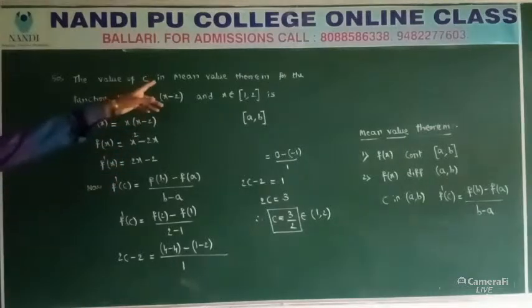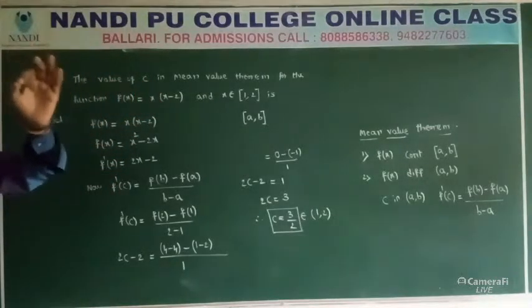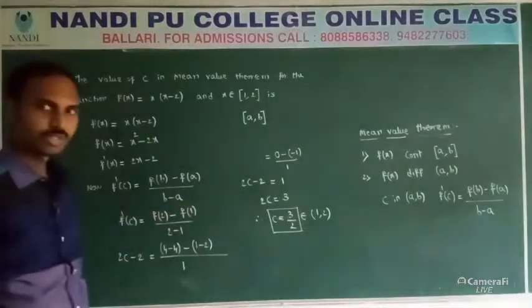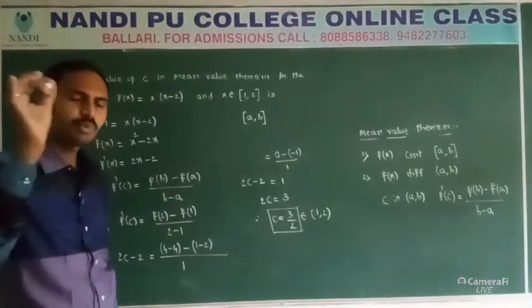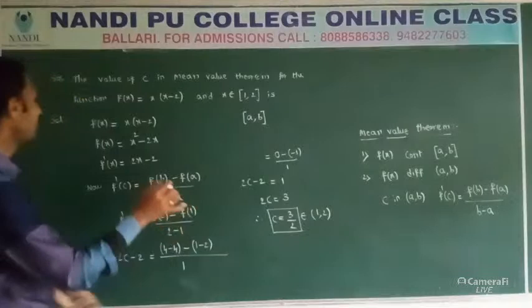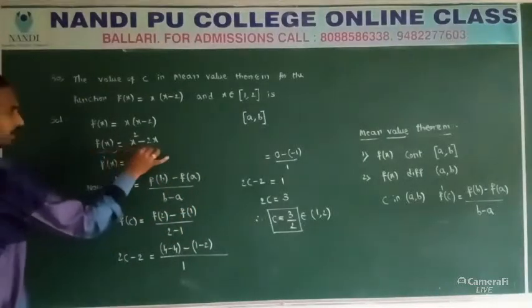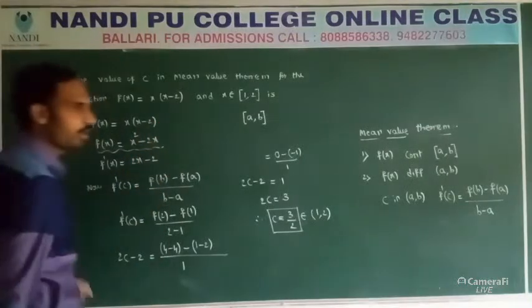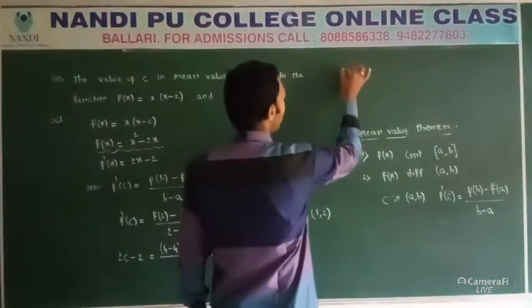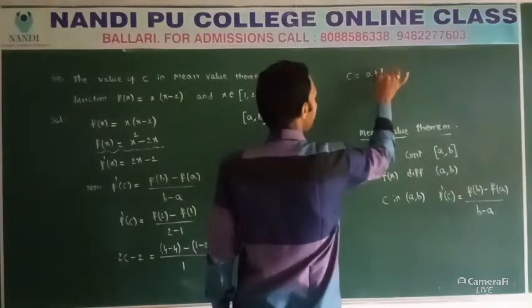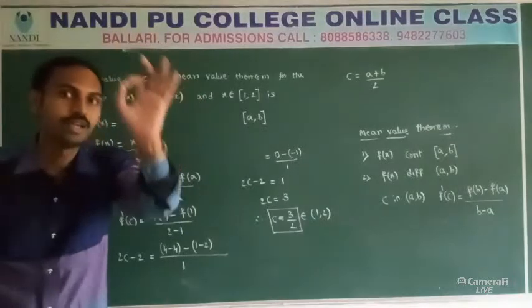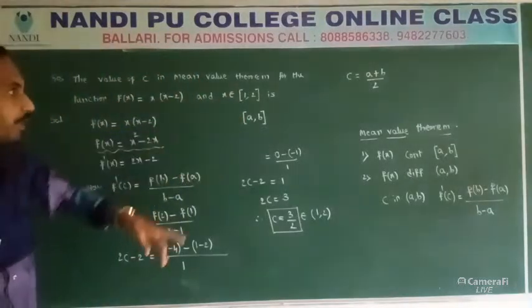Okay, so you need not confuse Rolle's theorem or mean value theorem or different formulas to get the value of c. Another shortcut method I will say: if the given function is a quadratic expression, then what is the value of c? The c formula is (a plus b) by 2. If the given function is only quadratic, the value of c is (a plus b) by 2.